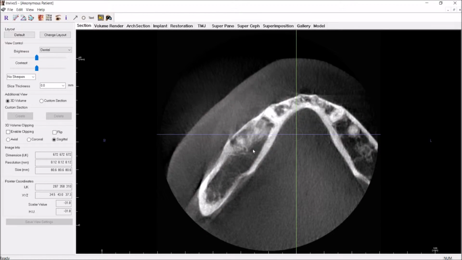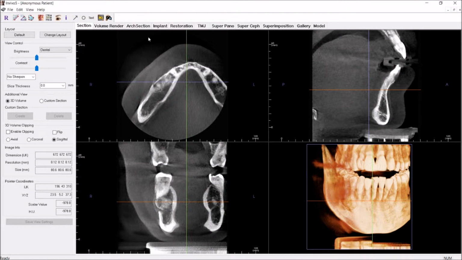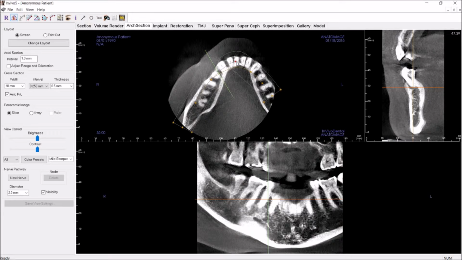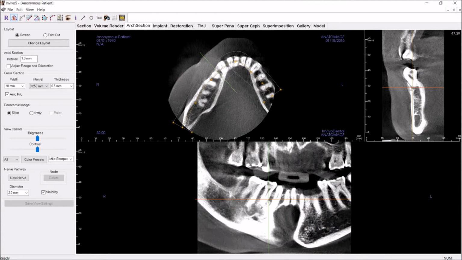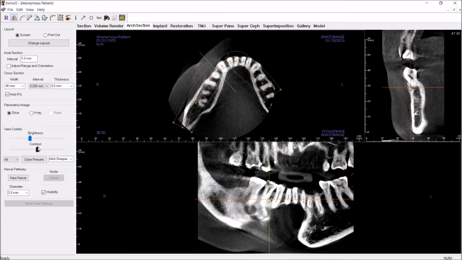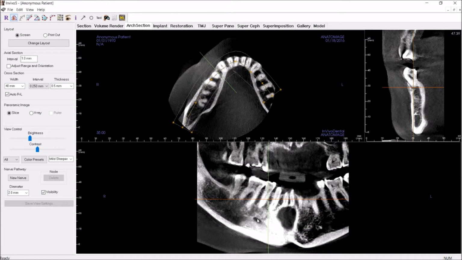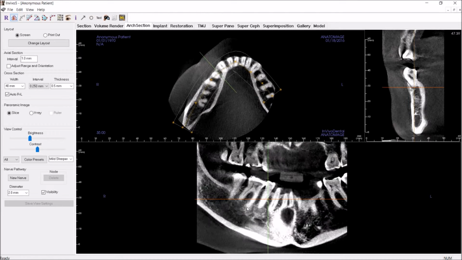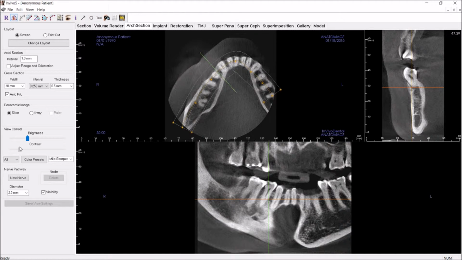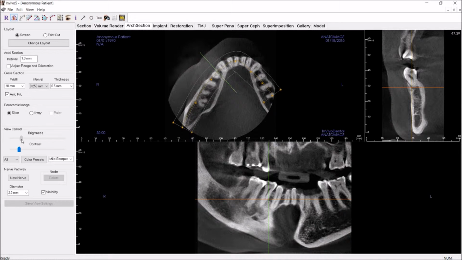We can do some different views here. If you don't just like looking in the axial, we can go to an arch section. Maybe adjust the brightness. So we're looking at the apices of this premolar and the molar. This image just looks a little washed out. There, maybe that helps.